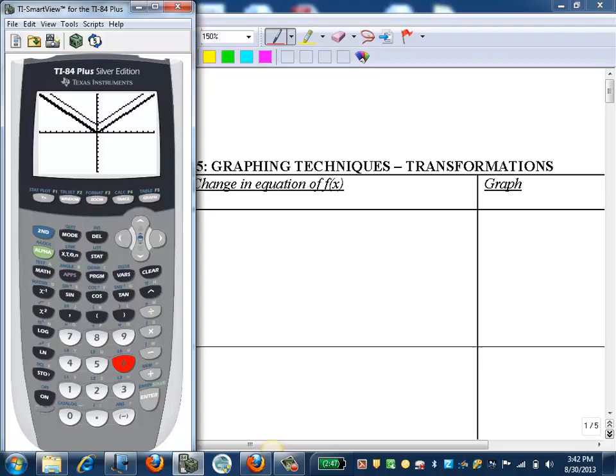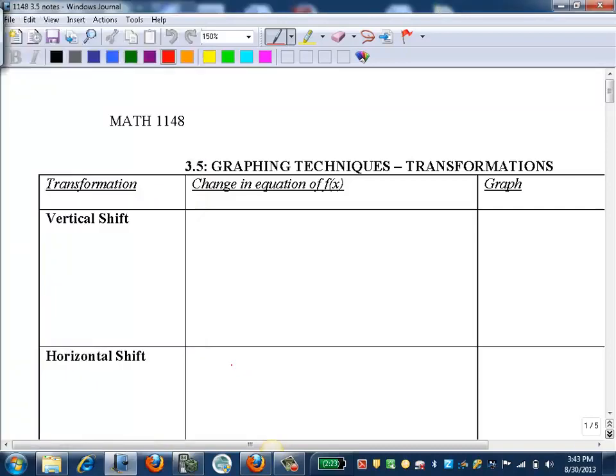So you can see the bold line, that's the parent function, that's just plain absolute value of x. And then the one that shifted up 2 units, the thin line, is the absolute value of x plus 2. So you can see that by adding that 2, we're going to shift that graph up 2 units. That's a vertical shift. So a vertical shift is a way of sliding a graph up or down.